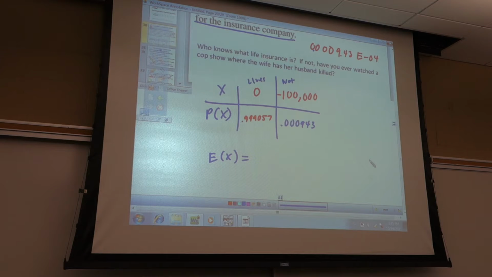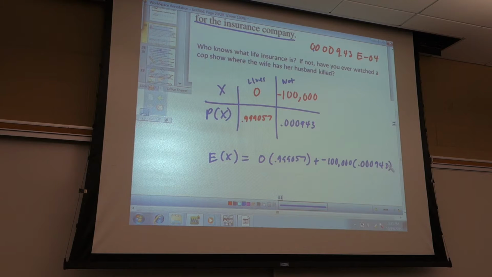Okay, so how do I find the expected value? What do I multiply or add or whatever? Tell me what to do. Multiply 0 by 0.999057. Perfect. And then you add, and then you multiply negative 100,000 times 0.000943. Great.